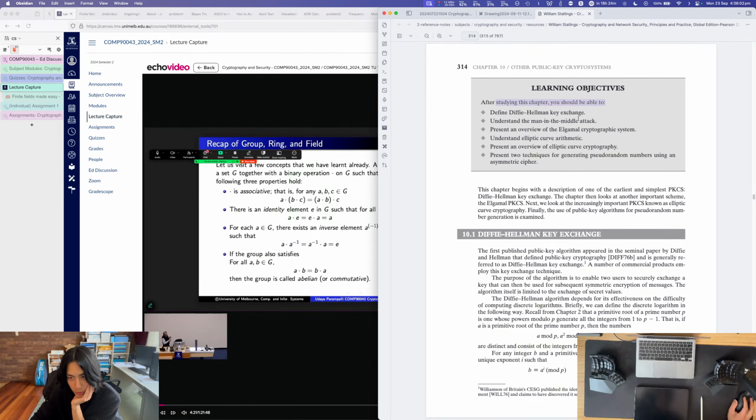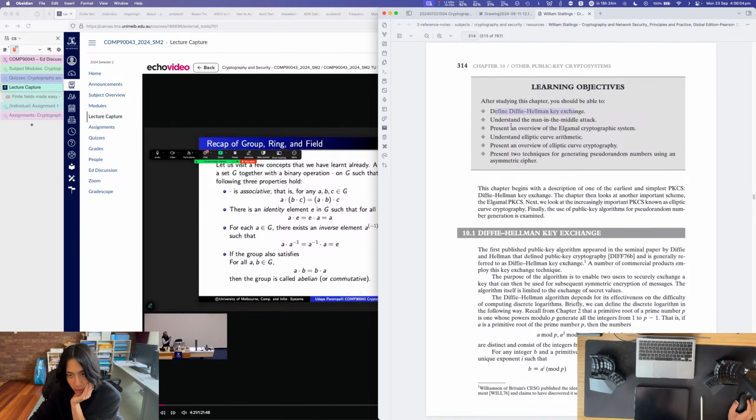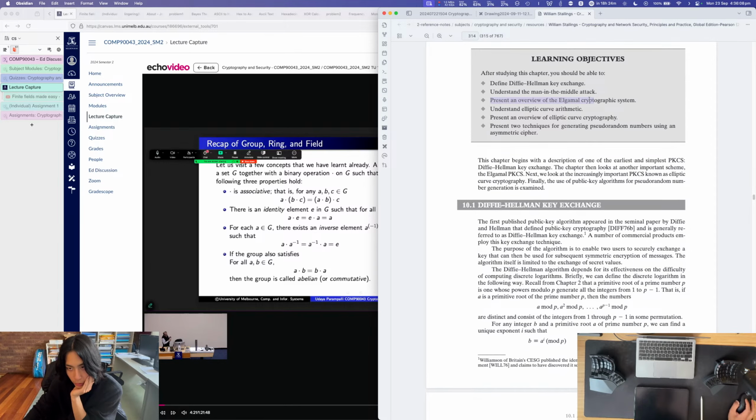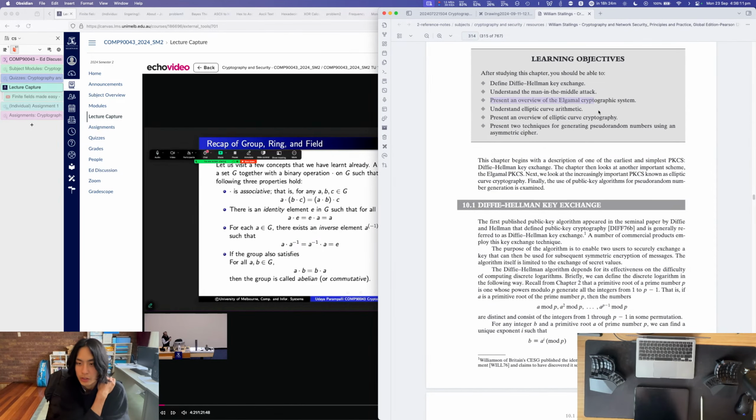After studying this chapter, you should be able to define Diffie-Hellman key exchange, understand man in the middle, present an overview of the ElGamal cryptographic system, understand elliptic curve arithmetic, and get an overview of elliptic curve cryptography. Present two techniques for generating pseudorandom numbers using an asymmetric cipher.